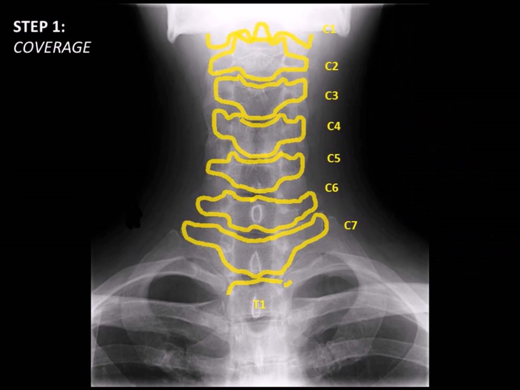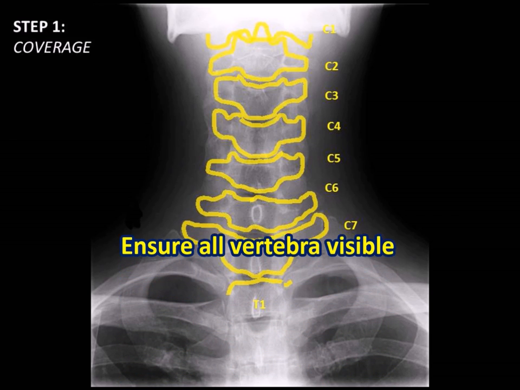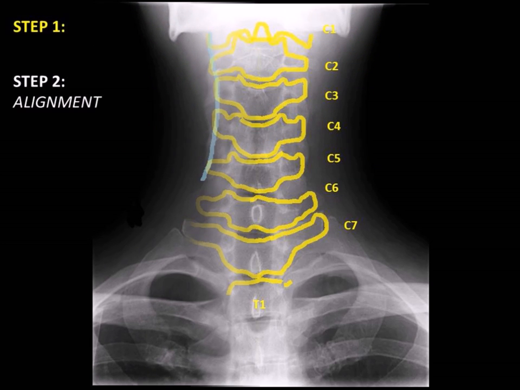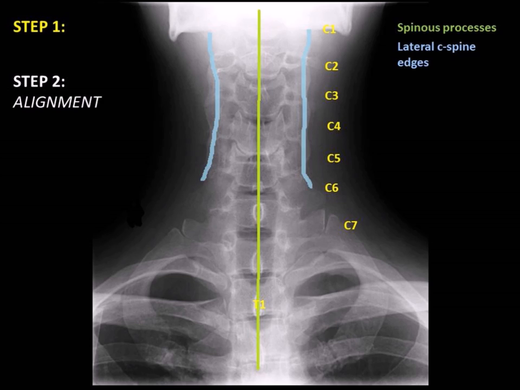Here we are looking at an AP view of the C-spine. So just like the lateral, the first thing we need to do is examine the coverage. Ensure that all vertebrae from the base of the skull to the upper thoracic spine are visible. Alignment: the lateral edges of the C-spine and the spinous processes should be aligned.